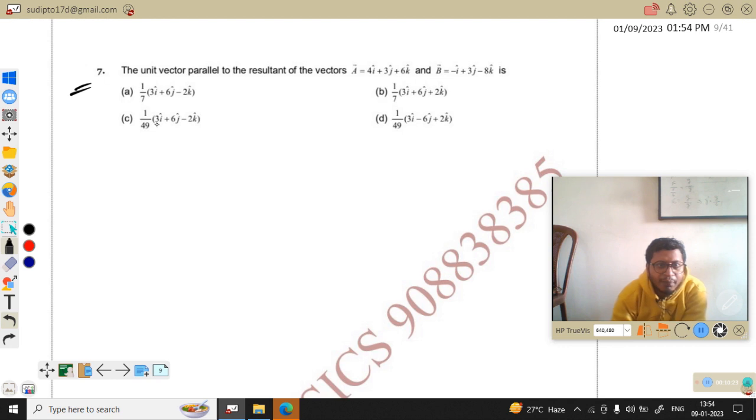Next question. The unit vector parallel to the resultant of these vectors. In the NEET exam, small types of questions are given. So most probably you have to remember the language of the questions, what they are saying. The unit vector parallel to the resultant of this vector. So we have to find the resultant vector, then the unit vector.